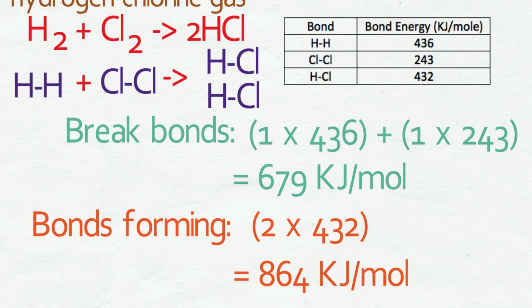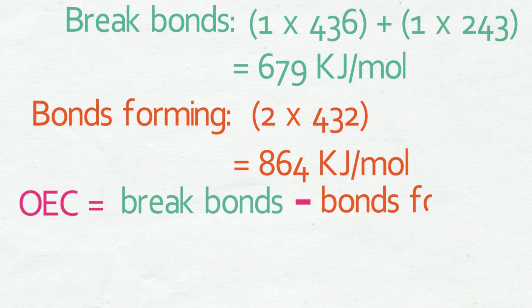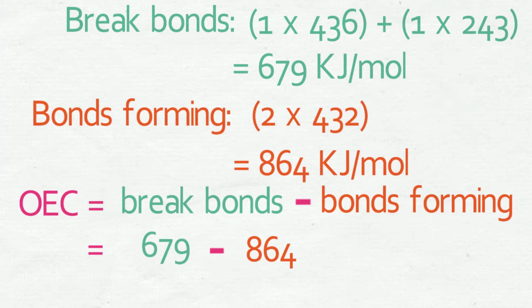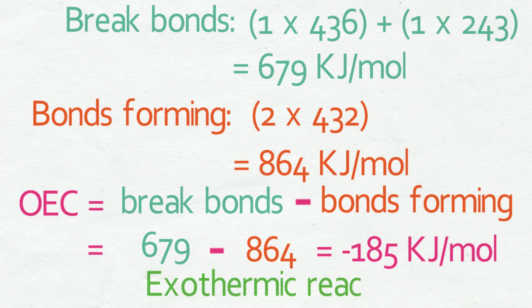The final step is to work out the overall energy change. The overall energy change is the energy required to break the bonds minus the energy released by bonds being created. We therefore do 679 minus 864. This gives us a value of minus 185 kilojoules per mole. As this value is negative, it means that more energy is being released by the formation of the bonds than the amount of energy that is required to break them. This tells us that the reaction is an exothermic reaction. So let's have another example.